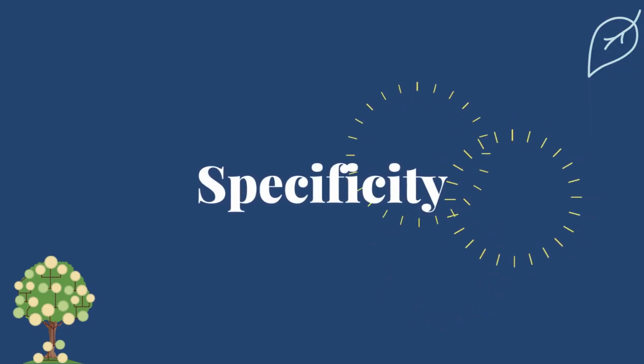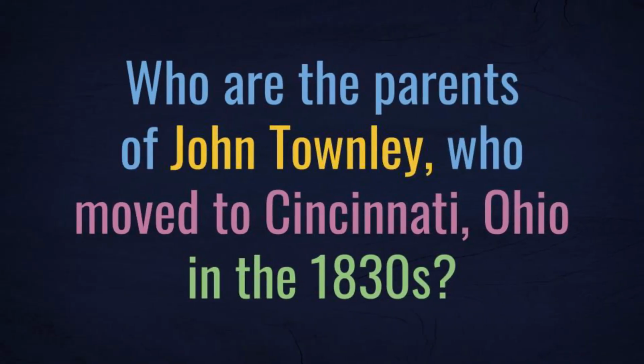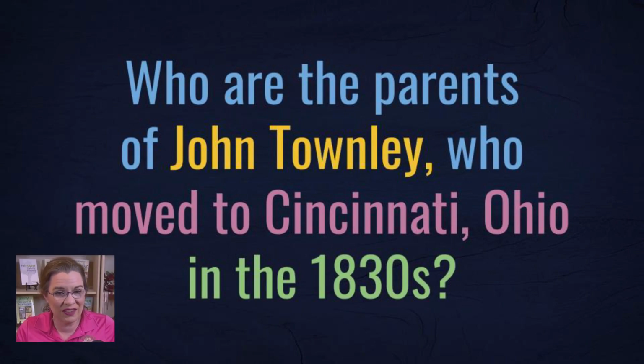Now that we understand what makes a quality research question, let's talk about the importance of specificity. Being specific in our inquiries is crucial for effective and efficient research. Instead of asking general questions, again, like who is John Townley, we should ask questions like, who are the parents of John Townley who moved to Cincinnati, Ohio in the 1830s? Again, repeat that question. It includes specific details such as the time period and location, and we're narrowing down our focus and increasing the likelihood of success.